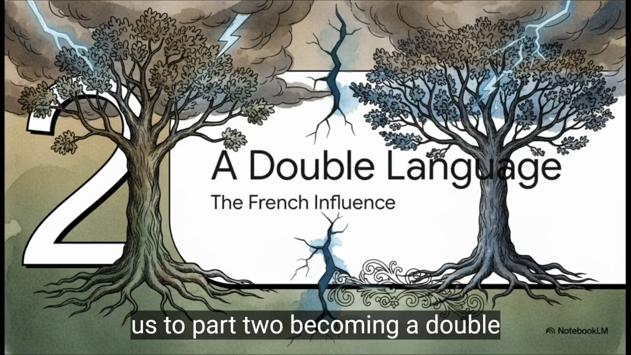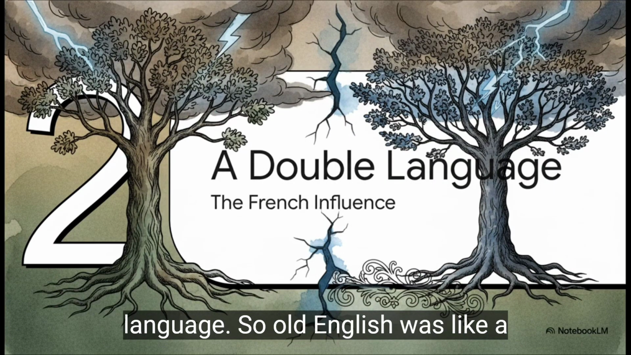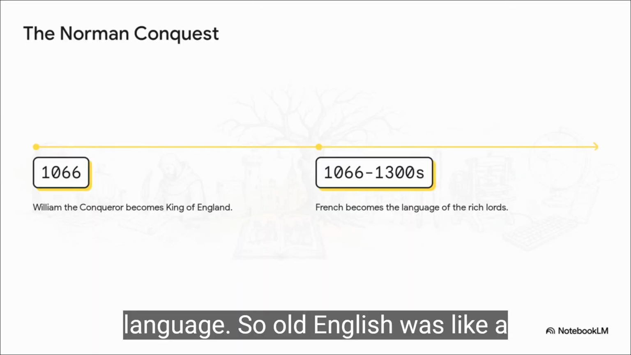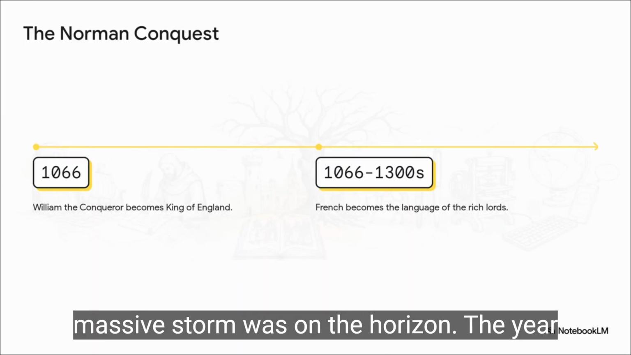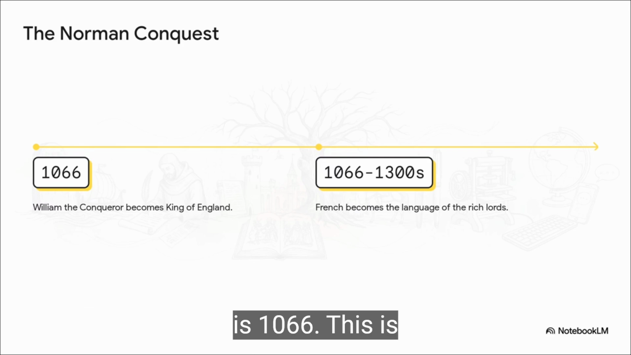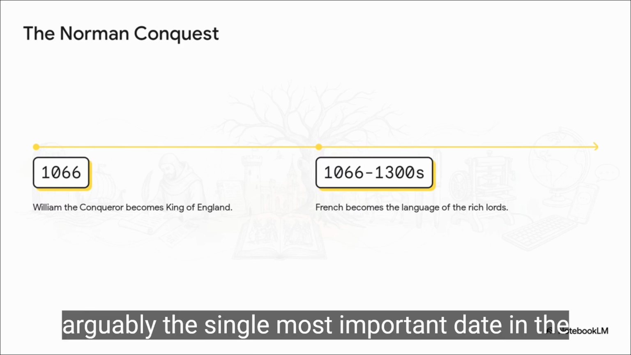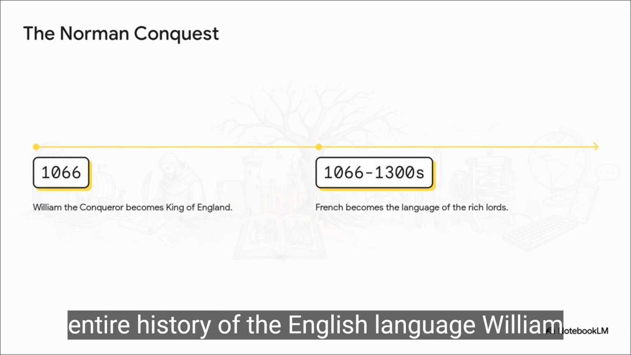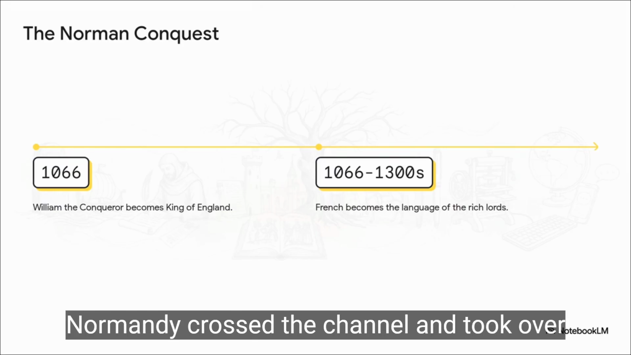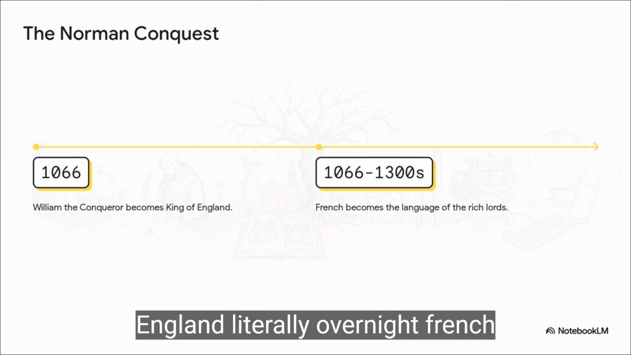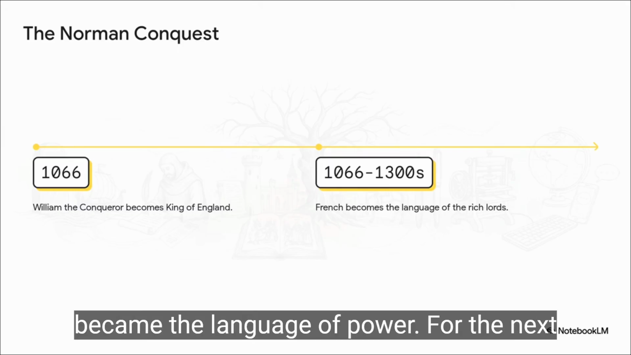Which brings us to part 2, becoming a double language. So Old English was like a young, sturdy tree taking root, but a massive storm was on the horizon. The year is 1066. This is arguably the single most important date in the entire history of the English language. William the Conqueror, the French-speaking Duke of Normandy, crossed the Channel and took over England. Literally overnight, French became the language of power.